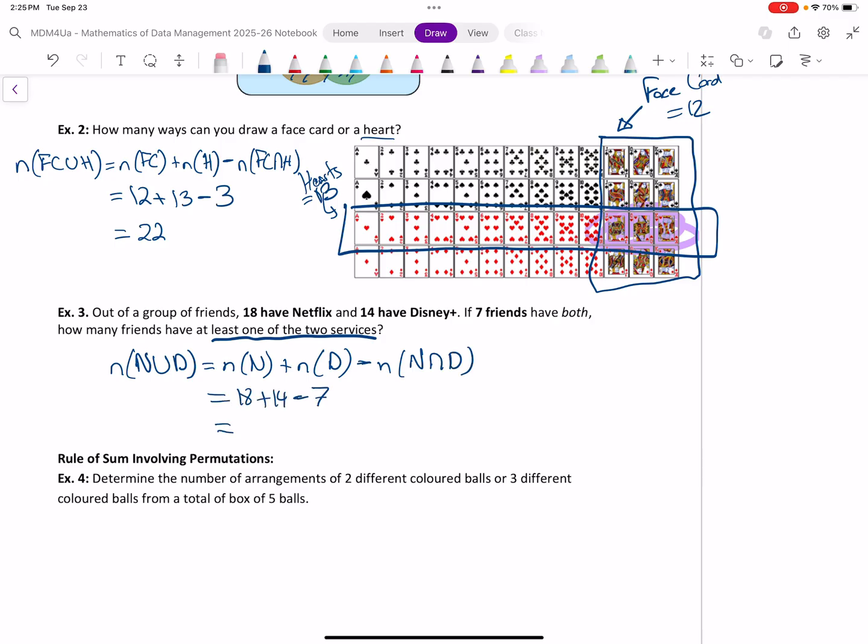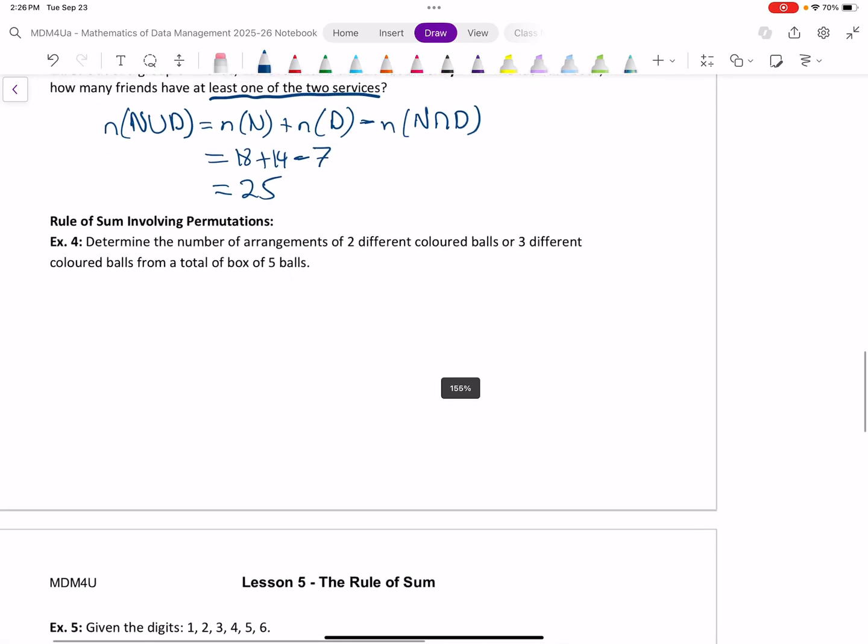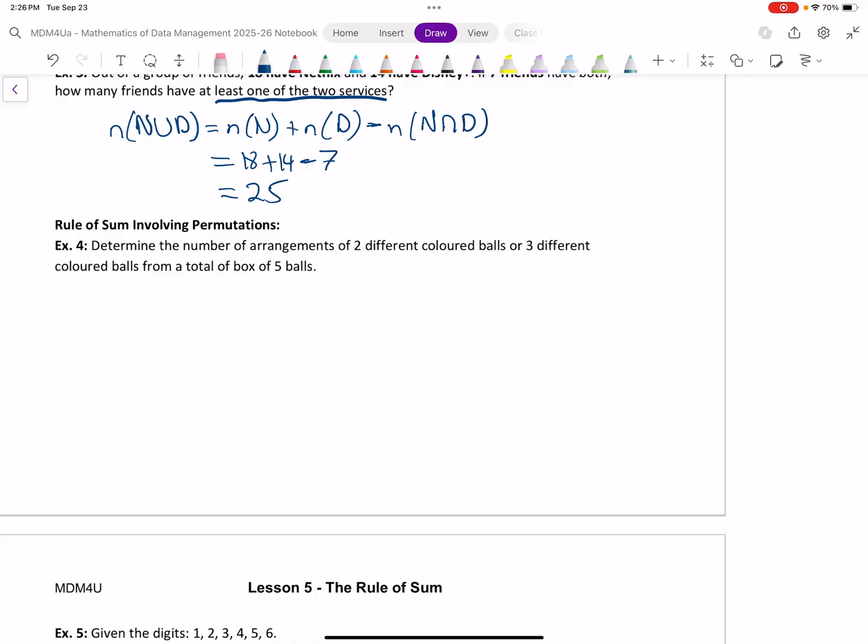And we kind of did this last class, but we did it in a Venn diagram setting. And so if I add these two together, this would be 32. So 25 total would be my answer. Great. You'll have more examples of this going forward. But now I'm going to introduce another thing, where actually a couple more things we're going to do. But this is the rule of sum, but we are involving permutations. So it's something we talked about a couple classes ago.